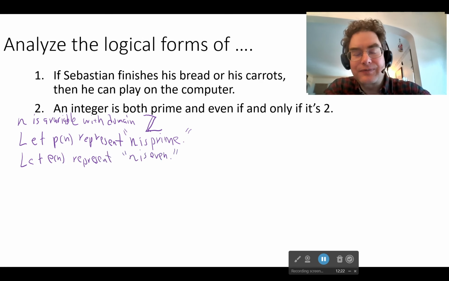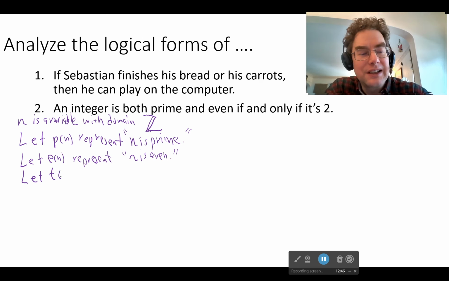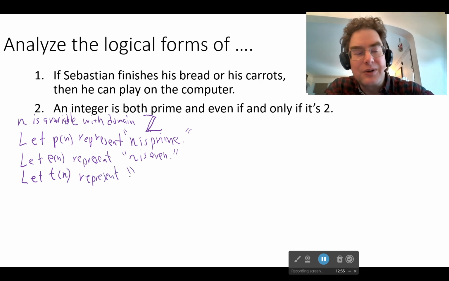Okay, now the simple sentence at the end may be a little trickier to hash out what that's saying. "If and only if it's 2." Well, "it," of course, is referring back to the same integer that we have been talking about, which we are calling n. So the non-awkward way to say this sentence, and let's see, let's use T of n for this. T here I'm thinking of as standing for 2. Let T of n represent "n is 2." Now you could say n equals 2. Okay, just for fun, let's do it that way. n equals 2.